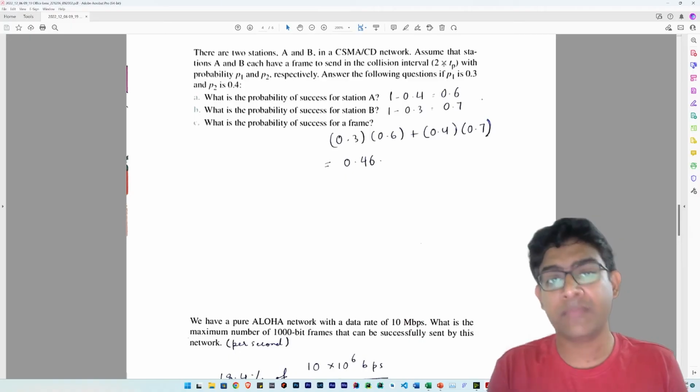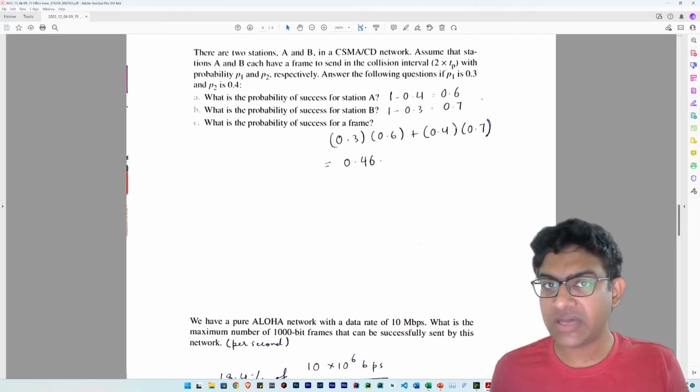Here, I have combined the probabilities. So just read it like this, right? The success for a frame is A transmits and B does not transmit, or B transmits and A does not transmit, right? 30% chance that A transmits and 60% chance that during that time B does not transmit, which is 1 minus 0.4, or 40% chance that B transmits and 70% chance that A does not transmit, which is 1 minus 0.3.